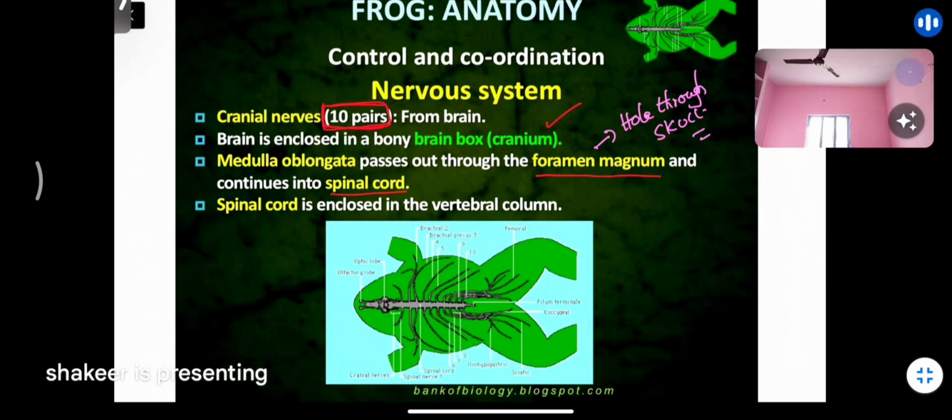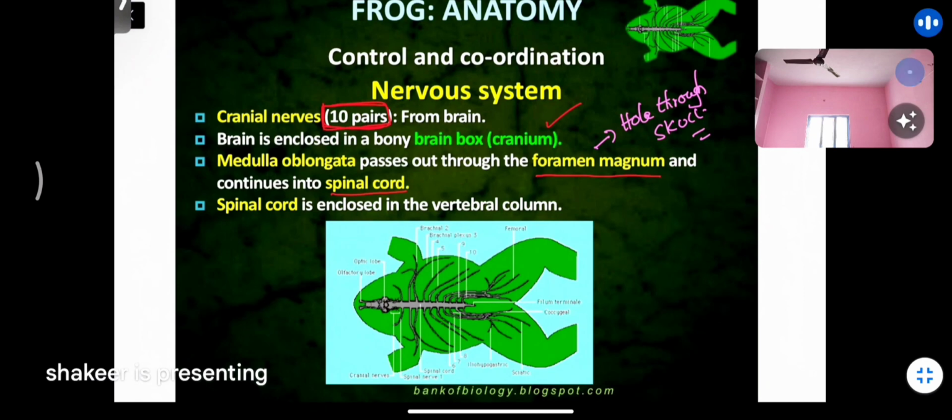The medulla oblongata is at the back, and it continues as the spinal cord. Where does it pass through? It passes through a hole which is called the foramen magnum. So it is a hole which is present in the skull of the frog. Are you able to understand? That's it. So it continues into a spinal cord.